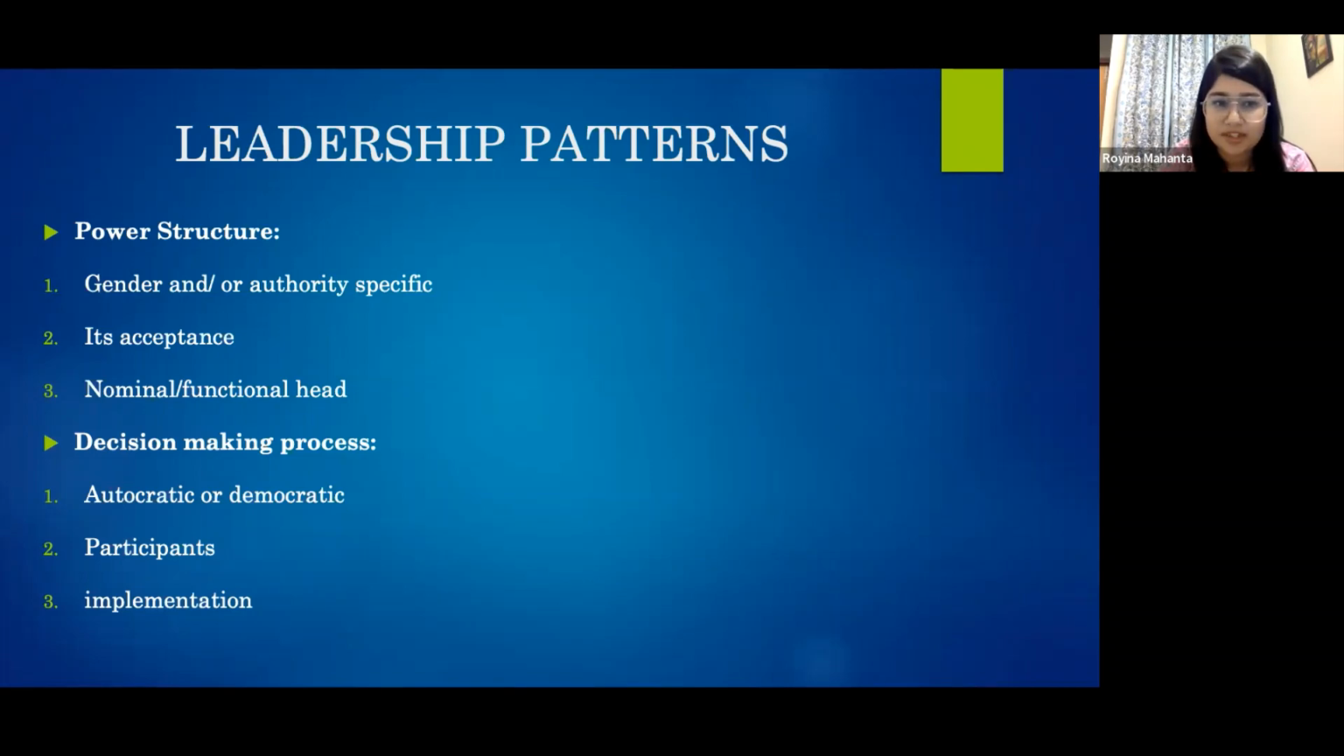Then coming to decision-making process, in terms of decision-making, it can be divided into autocratic or democratic decision-making. Autocratic decision-making is when only few selected people or only one person is making decisions in the entire family, and everyone in the family does not have a say in making major decisions within the family. However, if the decision-making process is democratic, we see that everyone has a fair share in terms of the responsibility of decision-making within a family, and everyone can share their opinions and views with regard to making any decision in the family. We also look at who are the participants in the decision-making process.